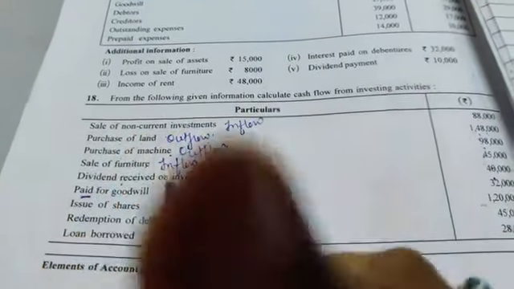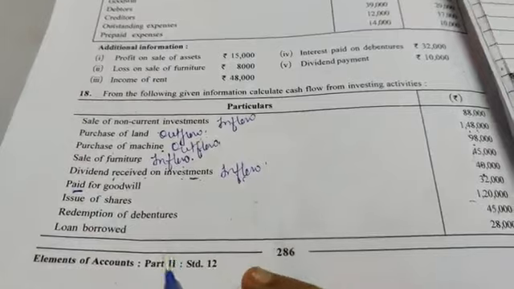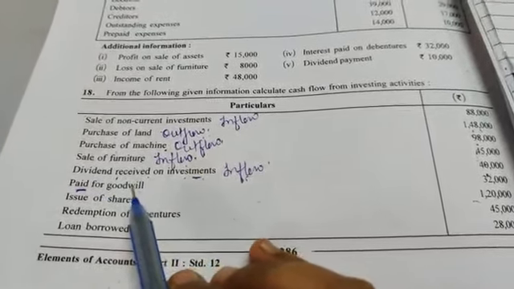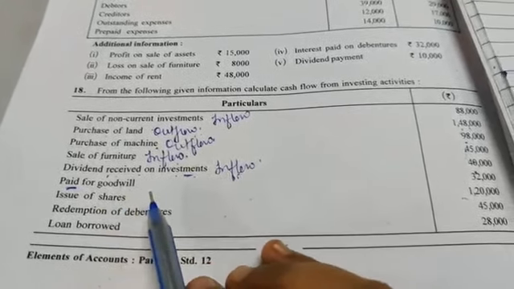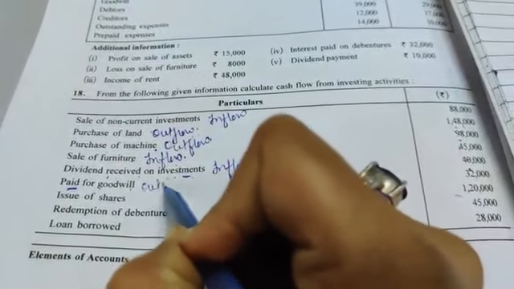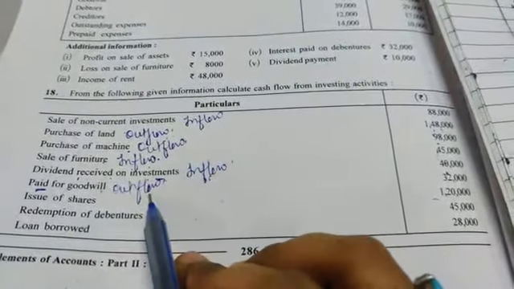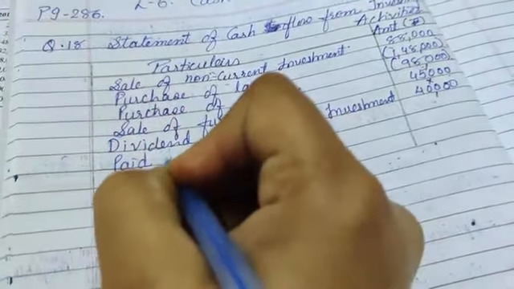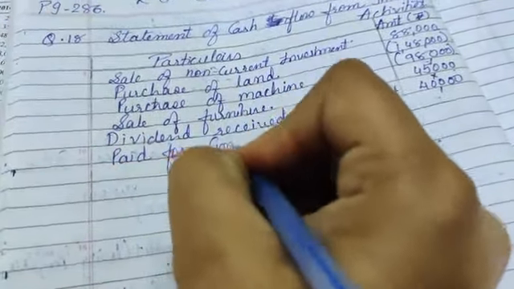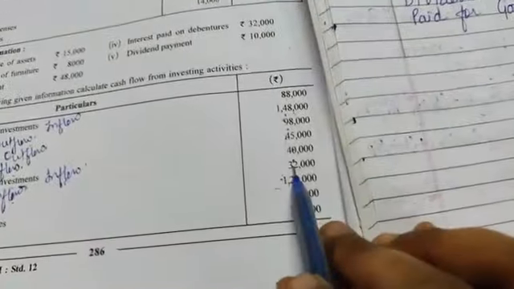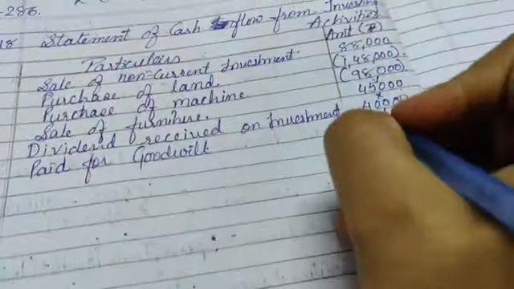Paid for goodwill. See, directly they have written it is paid. If it is write off on goodwill, you are not supposed to record it. Again I am repeating, paid for goodwill we will record. If it is said write off on goodwill, then we won't record it. As it is paid, goodwill is an intangible asset, so it is outflow. As it is outflow, the amount, that is 32,000, will be in the bracket. So here we will write down paid for goodwill. The amount is 32,000, it is outflow, so in bracket we will write 32,000.